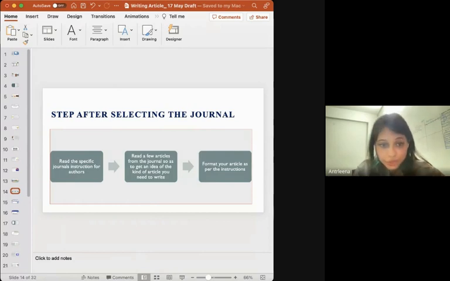Read a few articles from the journal so as to get an idea of the kind of article that is published there. This helps because suppose you select the journal, you just read 1 or 2 articles that have been published in the journal. It will help you understand what kind of articles are expected from you, what kind of articles get published in this paper. This is a really helpful process. It helps you also write better articles and write target-oriented articles. What does the journal want, and how will I shape my article as to the journal's specifics. Okay, and format your article as per the instruction. This is also very important. I'll share that with you.